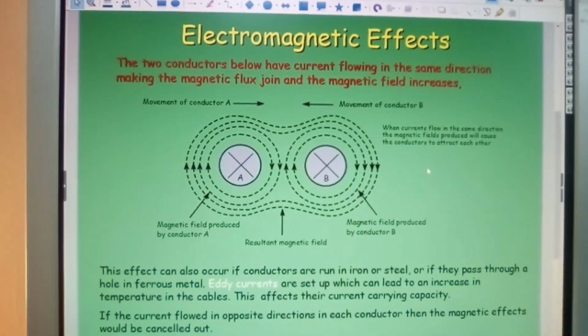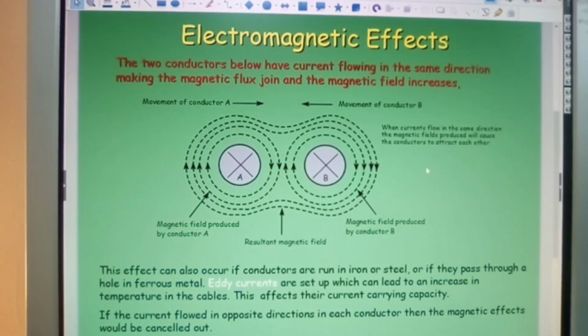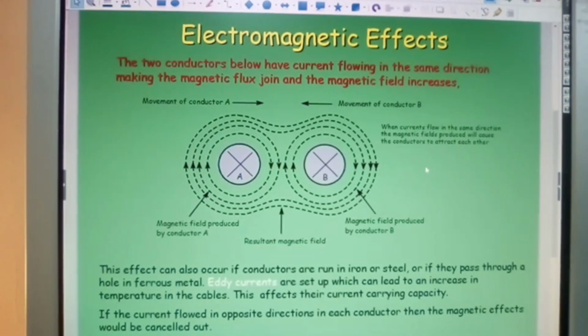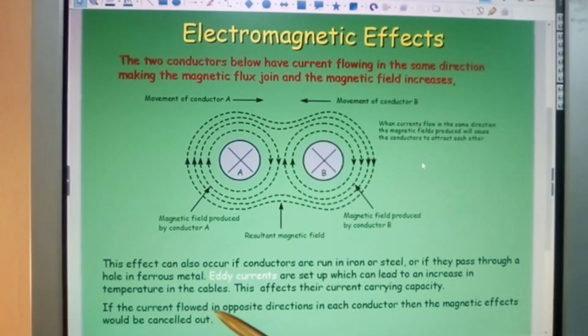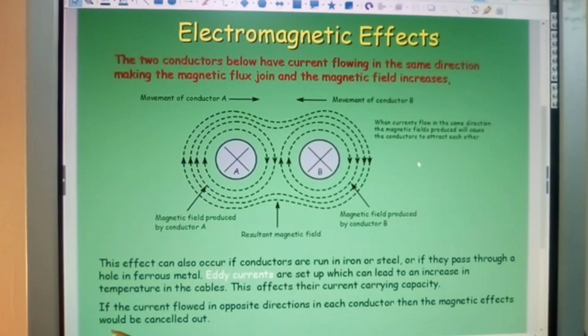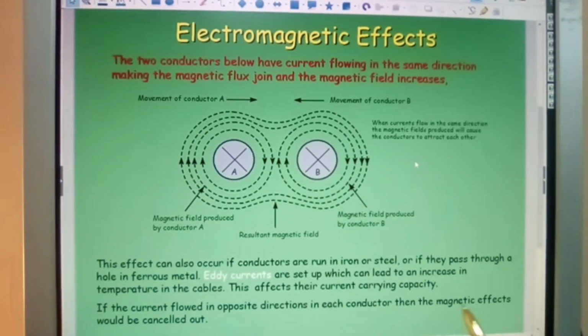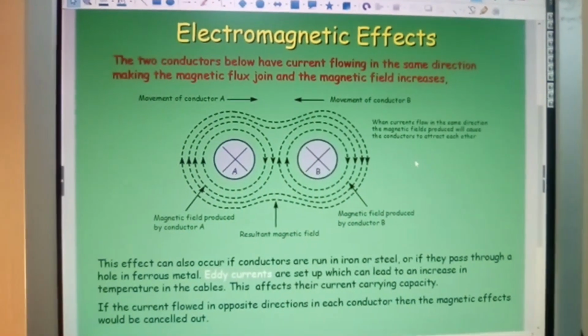Okay. Right, now this effect can also occur if conductors are run in iron or steel, or if they pass through a hole in ferrous metal. Eddy currents are set up which can lead to an increase in temperature in the cables. This affects the current carrying capacity. If the current flowed in opposite directions in each conductor, then the magnetic fields would be cancelled out. Okay, that's what I was saying earlier.